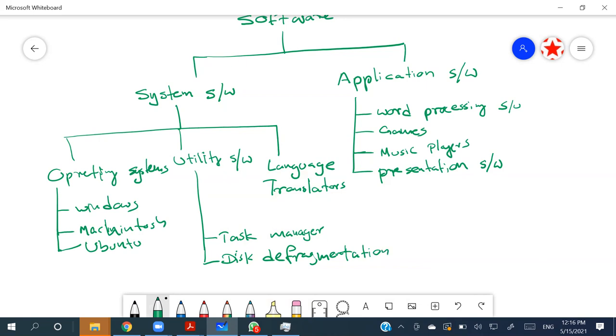And language translators, there are two: compiler and interpreter. Okay, so complete the diagram, people.